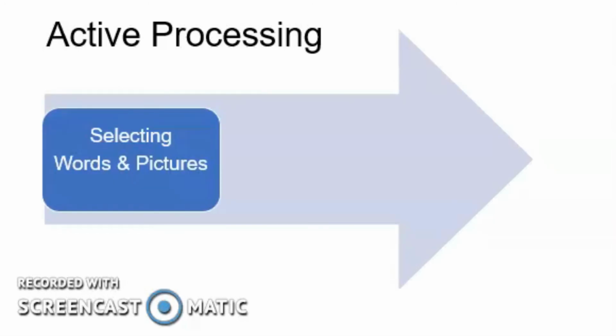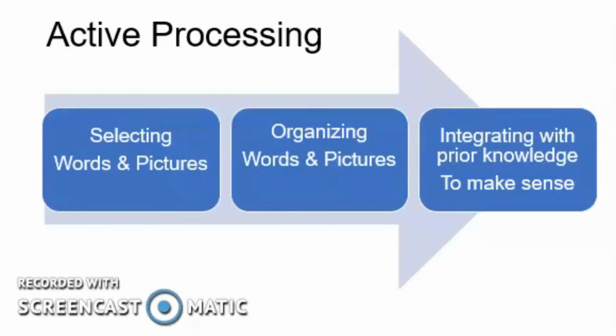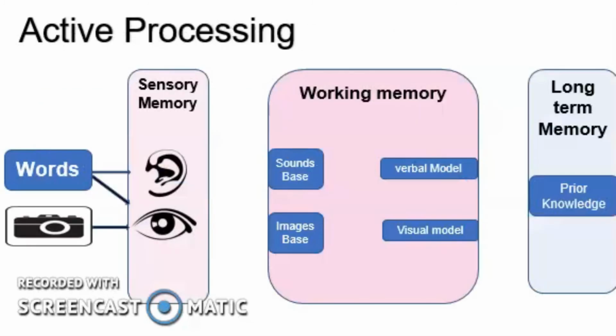So this comes to our third assumption, active processing. The mind of your student is not an empty vessel in which you can just pour the information and he absorbs it. No, there is an active process of selecting, organizing, and integrating with the prior knowledge to make sense. All of these are active cognitive processes. As a teacher, our job is to facilitate these processes of selecting, organizing, and integrating. So let's see how this takes place.